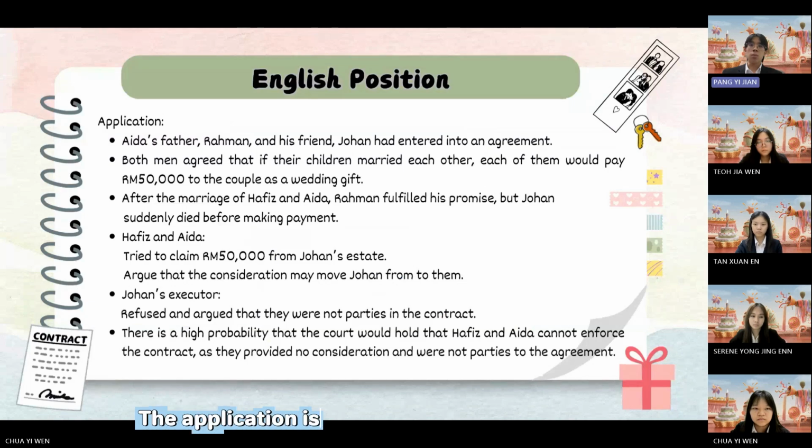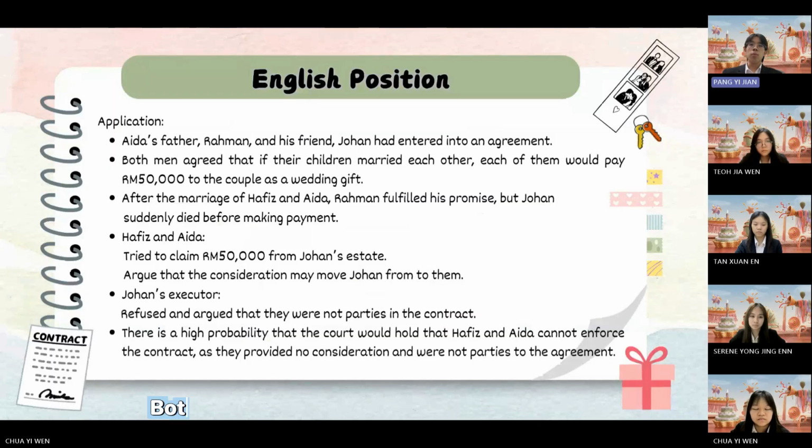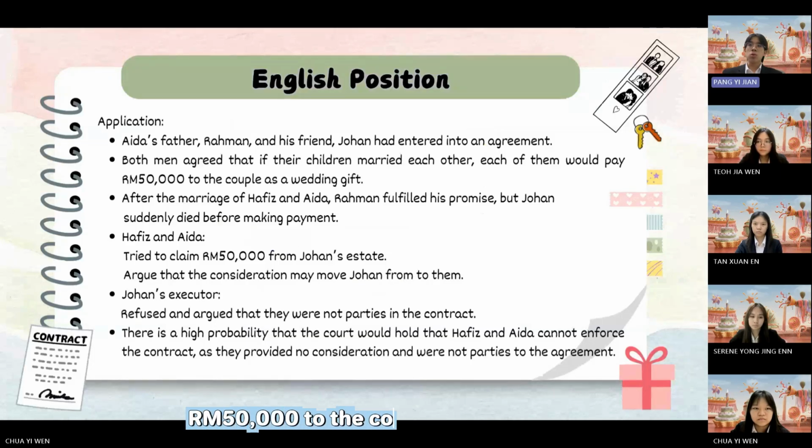The application is that, based on the situation above, Ida's father, Rahman, and his friend, Johan, had entered into an agreement. Both men agreed that if their children marry each other, each of them would pay RM50,000 to the couple as a wedding gift. After the marriage of Hafiz and Ida, Rahman fulfilled his promise, but Johan suddenly died before making the payment. Hafiz and Ida then tried to claim RM50,000 from Johan's estate, arguing that the consideration may move to him. Johan's executor refused, arguing that they were not parties to the contract.